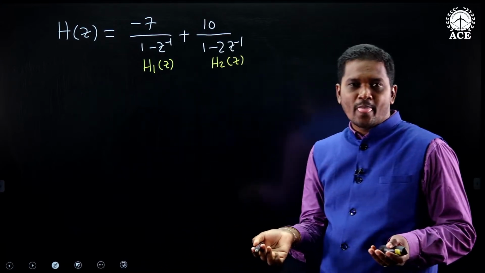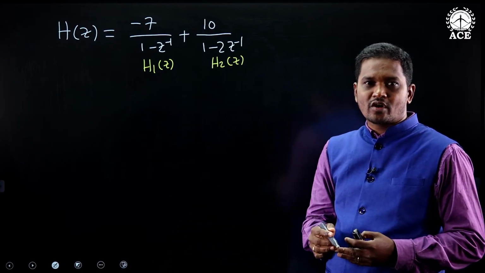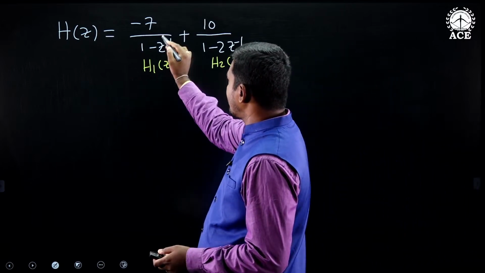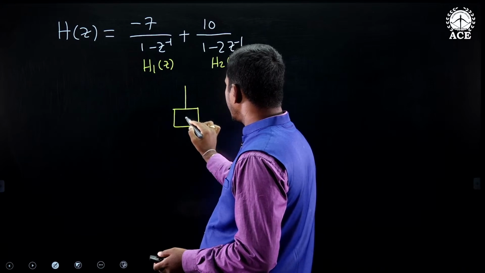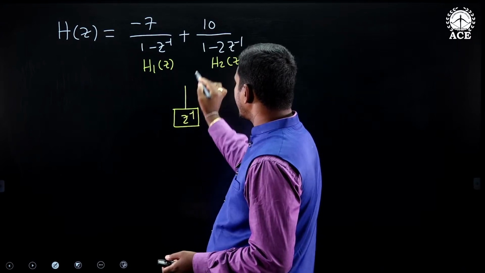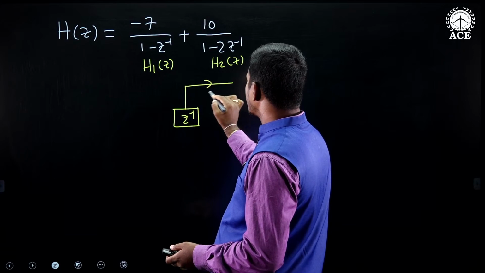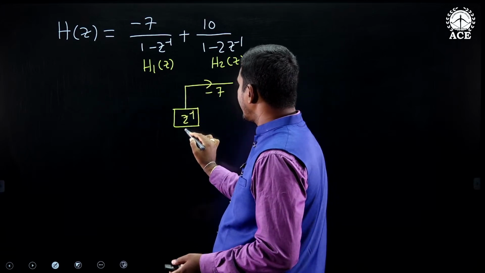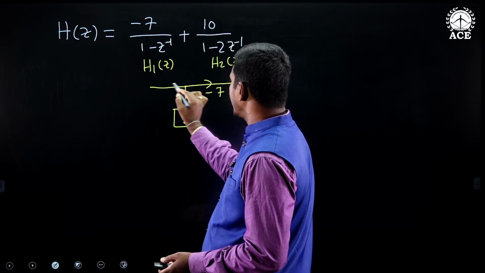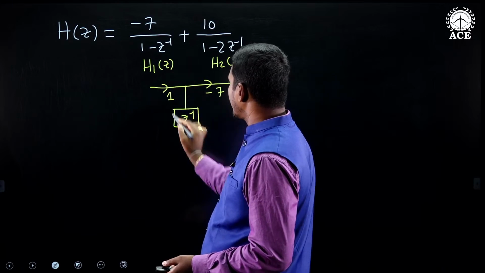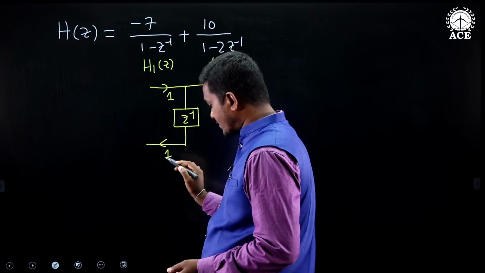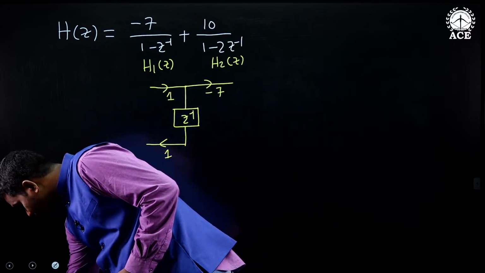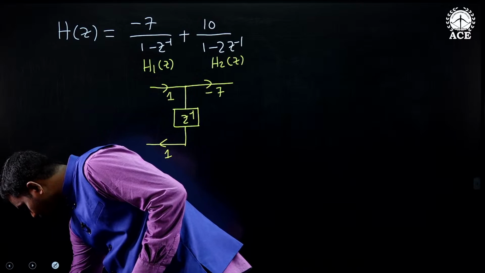Now realize this H1 of Z and H2 of Z by using direct form 2. First H1 of Z, tell me. Z inverse I am taking here. Z inverse, numerator corresponds to the output side. So minus 7. And here in the denominator, 1 is there, constant 1. And here you have to take the opposite of that sign. So minus 1 is there, so you have to take plus 1, right? Plus 1. Any doubt?